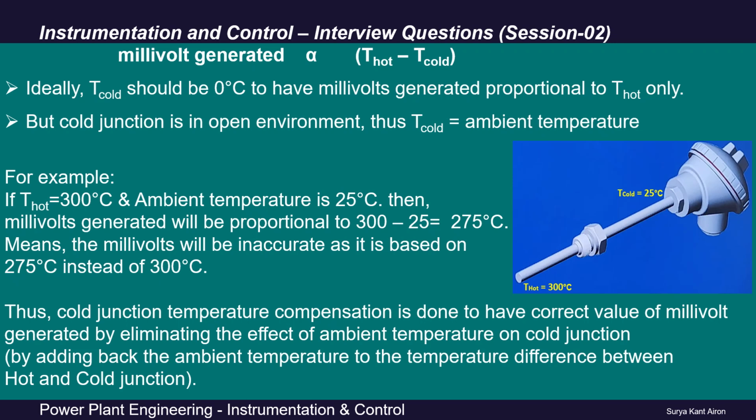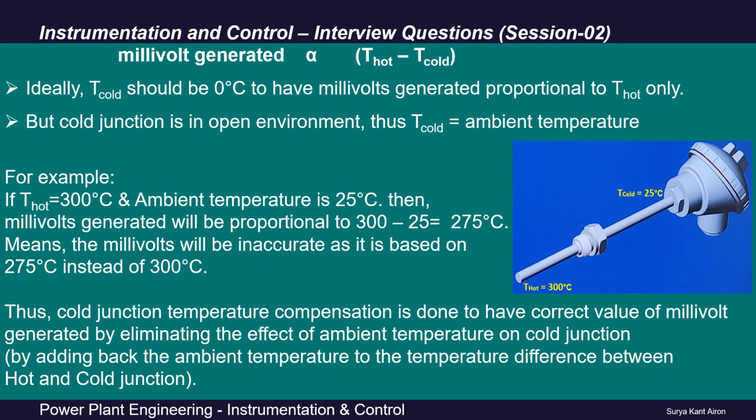Thus, this cold junction compensation is necessary to eliminate the effect of ambient temperature on the cold junction. The answer is simple: cold junction compensation is required to eliminate the effect of ambient temperature on the cold junction, because ideally the cold junction temperature should be 0 degrees centigrade, so that the millivolt is directly proportional to the hot junction temperature only.